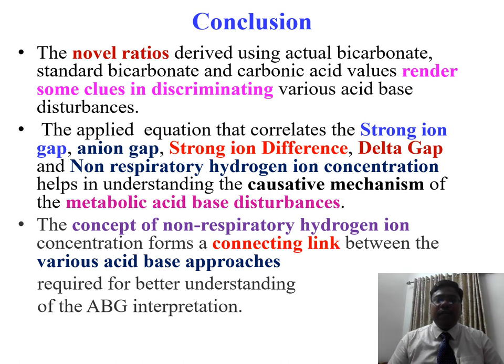Conclusion: the normal ratios derived using actual bicarbonate, standard bicarbonate and carbonic acid values render some clues in discriminating various acid-base disturbances. The applied equation that correlates the strong ion difference, strong ion gap, anion gap, delta gap and non-dissipated hydrogen concentration helps in understanding the causative mechanism of the metabolic acid-base disturbances. The concept of non-dissipated hydrogen concentration forms a connecting link between the various acid-base approaches required for better understanding of ABG interpretation. Thank you.